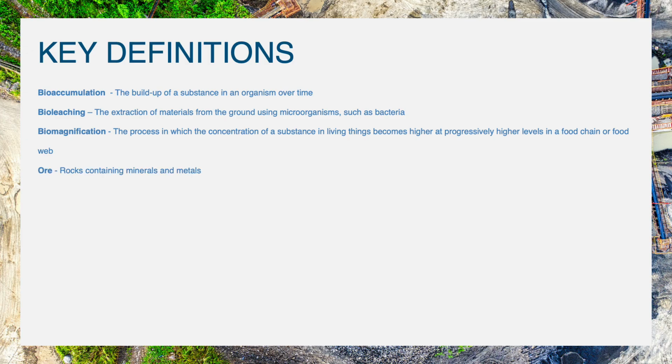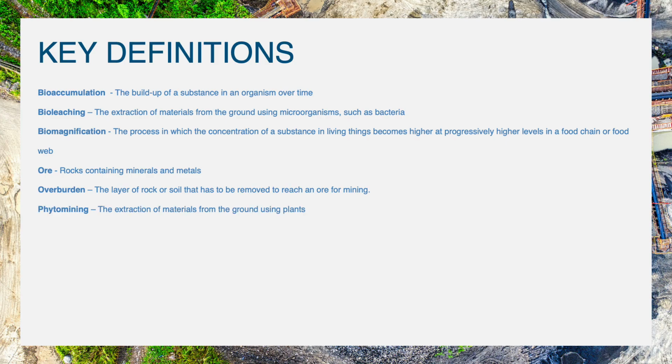An ore is the rock containing minerals and metals, and as we know, an ore is only mined if it contains enough useful materials to make the extraction worthwhile. Overburden is the layer of soil and rock that needs to be removed before you can mine, and phytomining is the biological extraction using plants. Plants absorb minerals from the soil, they're harvested and burned, and then the metal can be extracted from the ash.